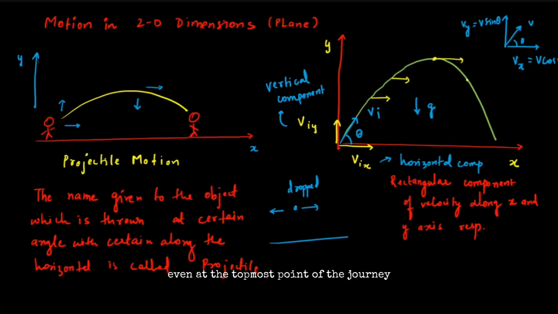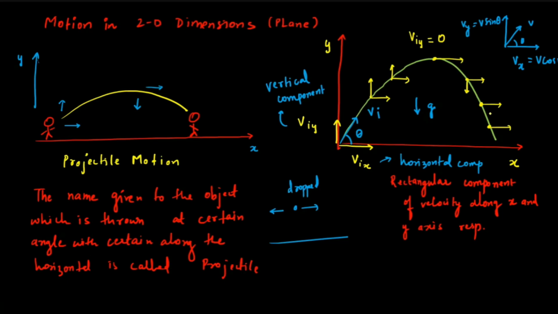Even at the topmost point of the journey, the only component of velocity that the projectile possesses is Vix, the horizontal component of velocity it has initially. Whereas Viy keeps on decreasing, and at the maximum height, the highest point of this journey, Viy becomes 0. Similarly, in the second half, its direction changes. Now it starts increasing its value in the y-axis in the downward direction.